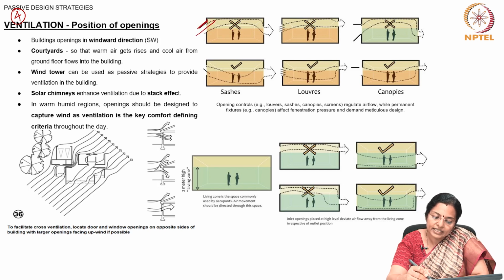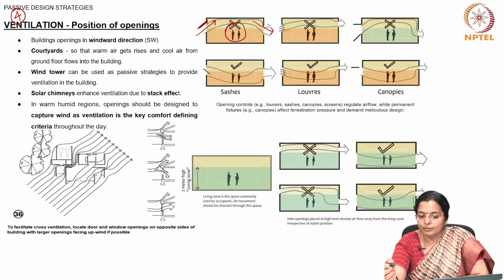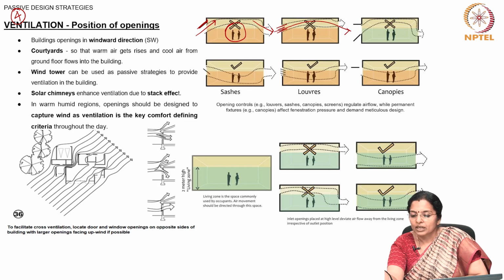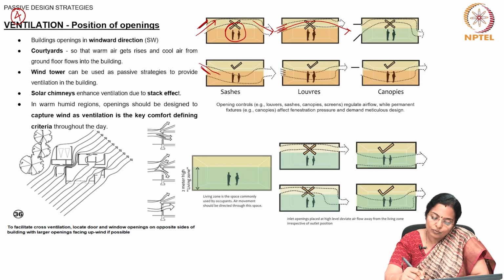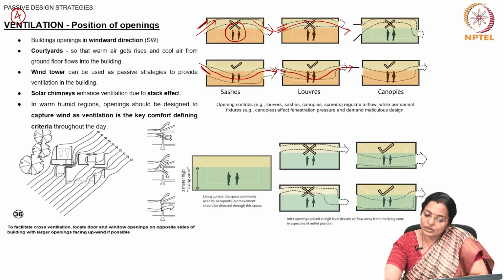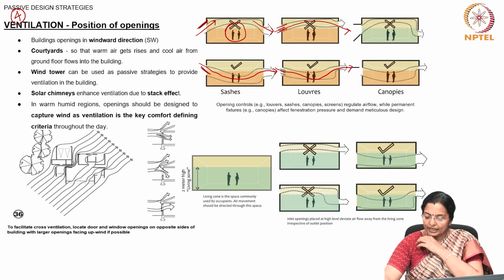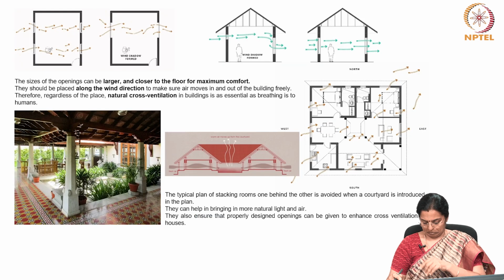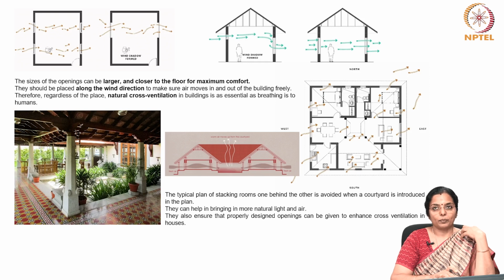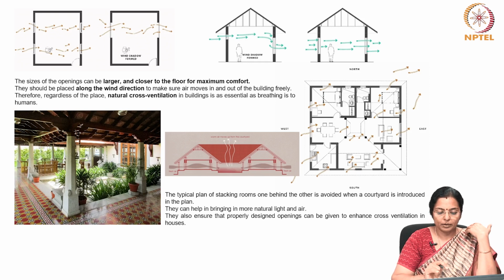Having openings which direct the wind upwards is not a good idea because in the working zone there will be no ventilation. Hence, it is better to avoid louvers or openings which direct wind towards the ceiling. It is better to have sashes which direct the wind towards the working level, or we could even have louvers which direct winds towards the working level. The living zone is the space commonly used by occupants and air movement should be directed through this space. The sizes of the openings can be larger and closer to the floor for maximum comfort. They should be placed along the windward side to make sure air moves in and out of the building freely.